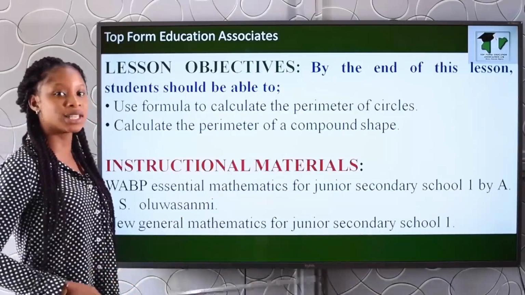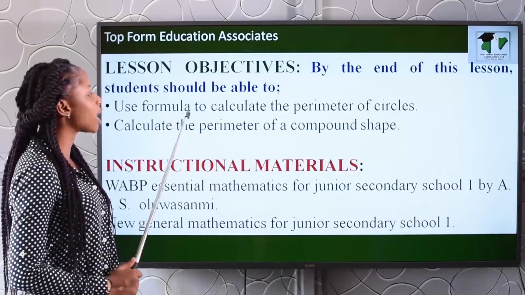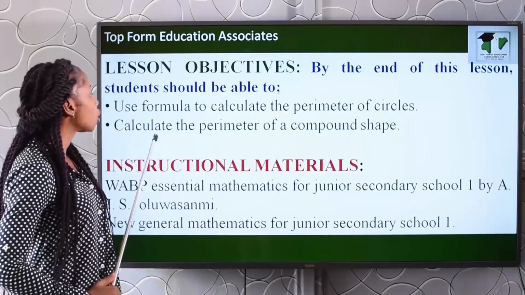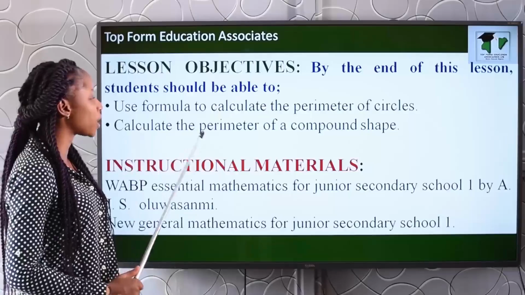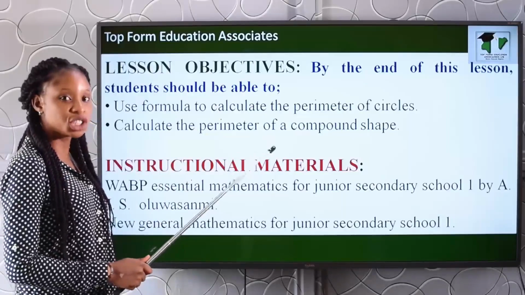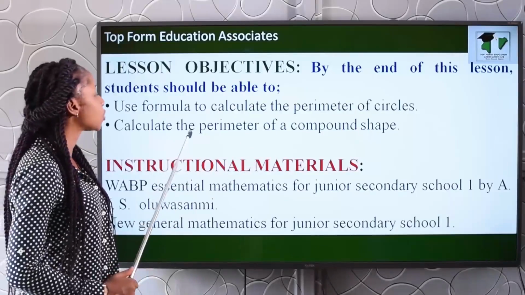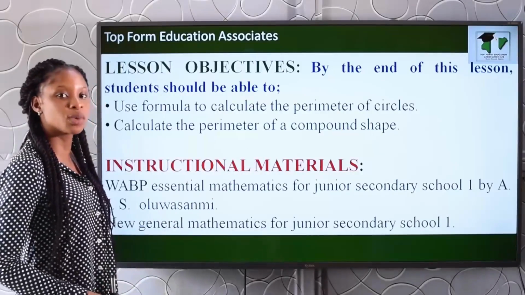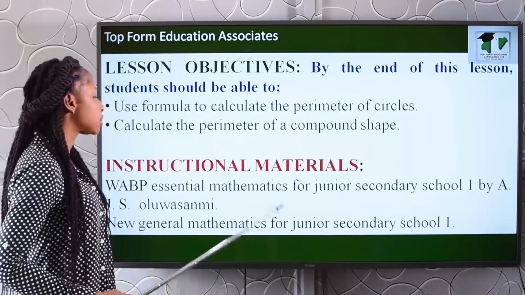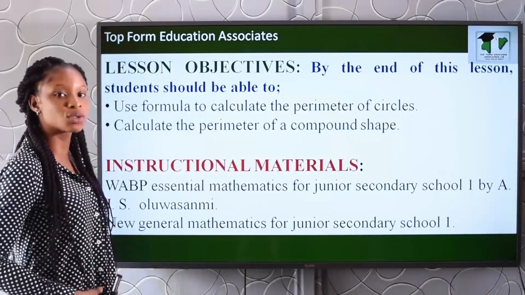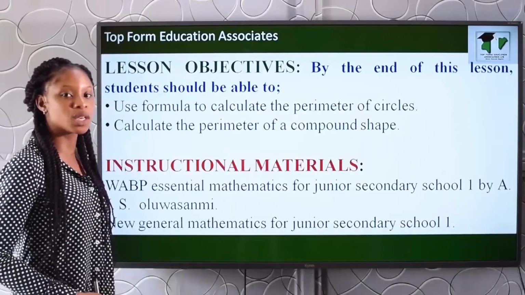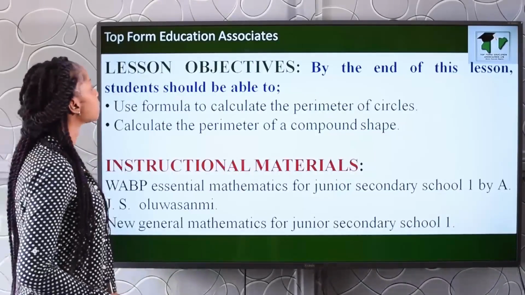Now, the lesson objectives. By the end of this lesson, you should be able to use formula to calculate the perimeter of circles. You should also be able to calculate the perimeter of a compound shape. The instructional materials we'll be using for this lesson are Essential Mathematics for Junior Secondary School, Book 1, and the New General Mathematics for Junior Secondary School, Book 1.